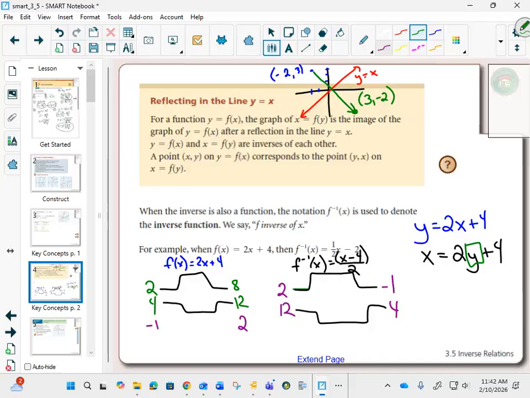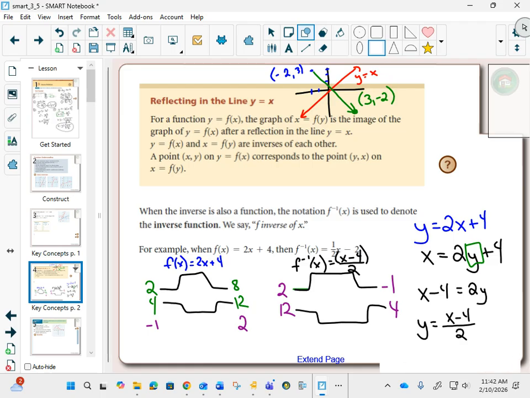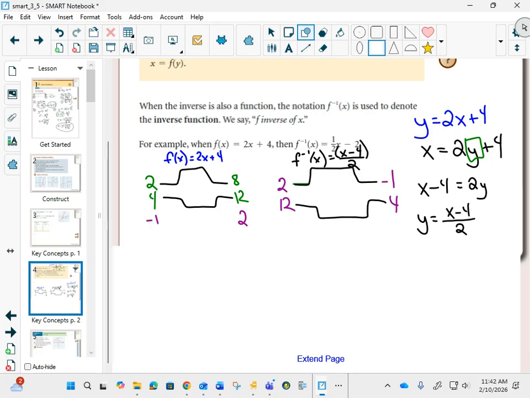If I want to get the y by itself, what do I have to do with the 4? I have to move that 4 over. X minus 4 equals 2y. And then if I wanted to get y by itself, I would get x minus 4 all divided by 2. Which I could write as this as well. That's how they wrote it.